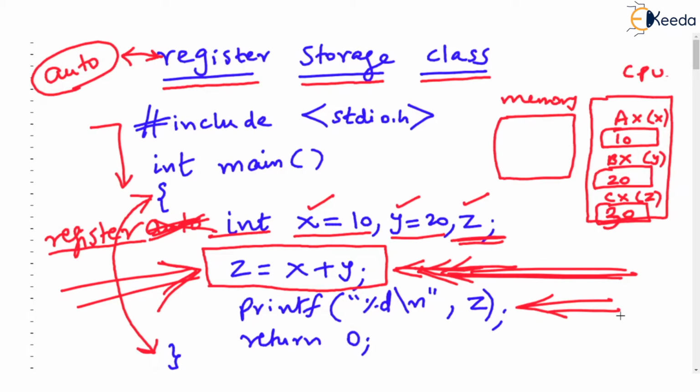What is your conclusion? If you want to save the time of transferring data from memory to CPU and CPU to memory in case of any operations, you can declare those variables with the register storage class. All right. Now watch some more properties of the register storage class.